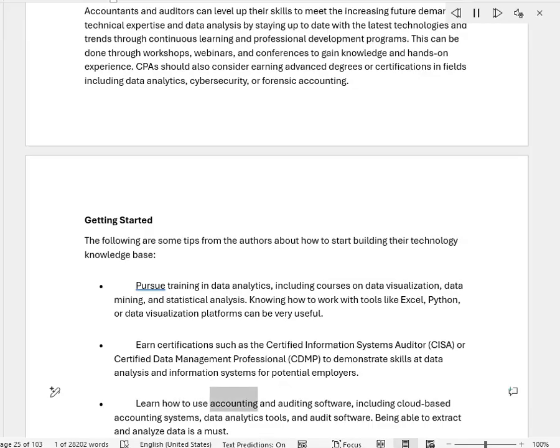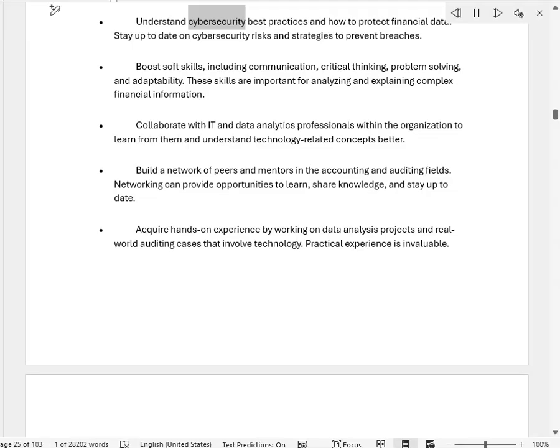Learn how to use accounting and auditing software, including cloud-based accounting systems, data analytics tools, and audit software. Being able to extract and analyze data is a must. Understand cybersecurity best practices and how to protect financial data. Stay up to date on cybersecurity risks and strategies to prevent breaches.